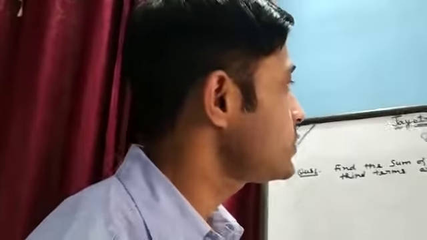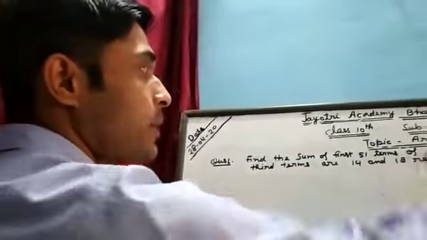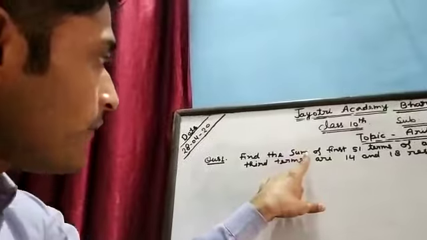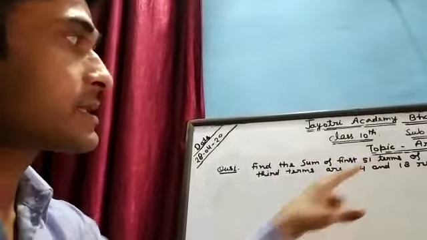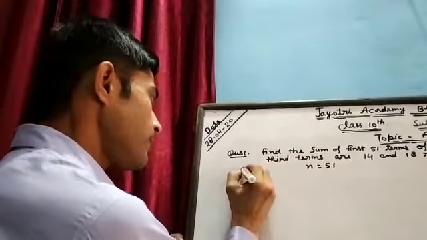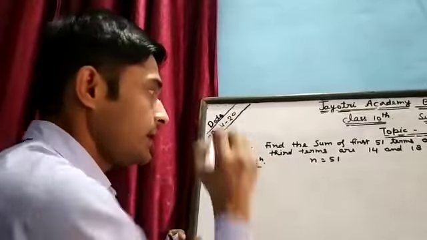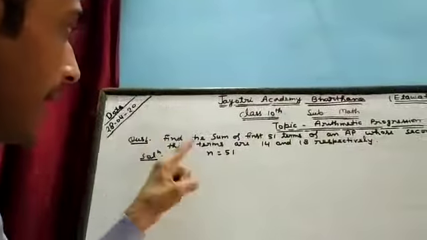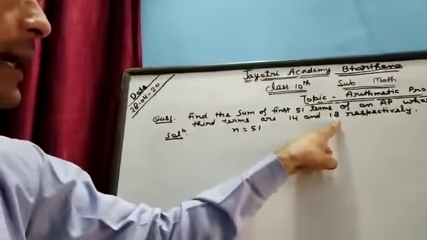Today I am presented to teach you class 10 subject math and same topic arithmetic progression. Now look question number 1. Find the sum of first 51 terms of an AP whose second and third terms are 14 and 18.